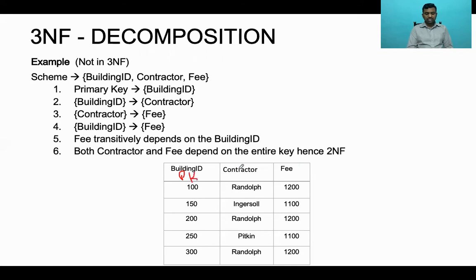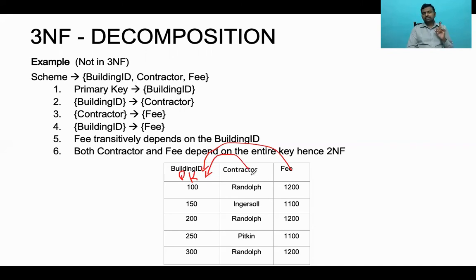Now, when I say building ID is my primary key, it is a must that your contractor must be dependent on the primary key. Yes, fully functionally dependent. Fee should be dependent on the primary key. No problem. Fully functionally dependent. One more problem that we have: contractor is a non-key attribute.